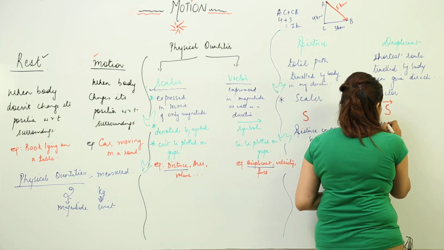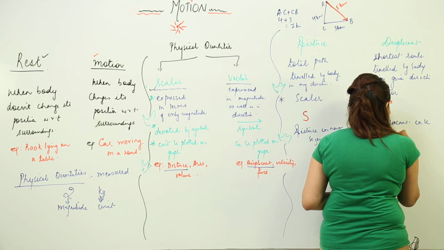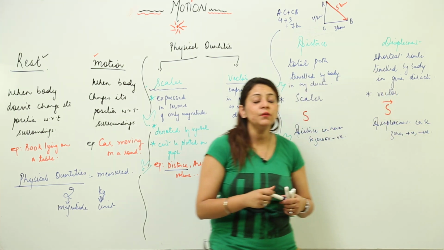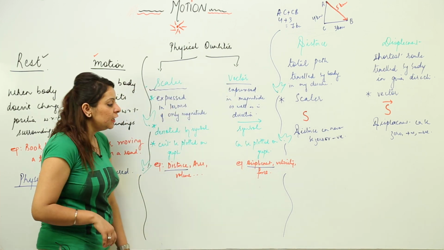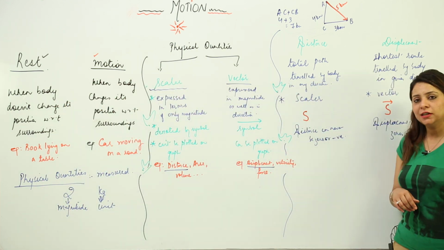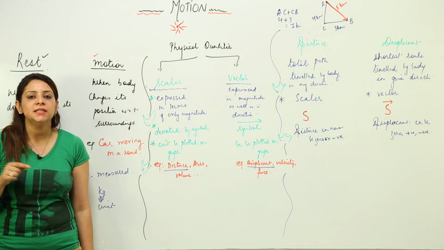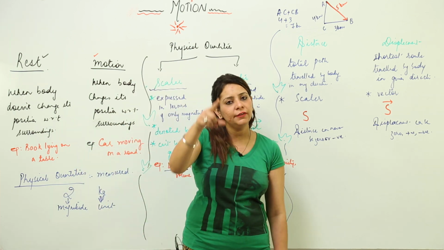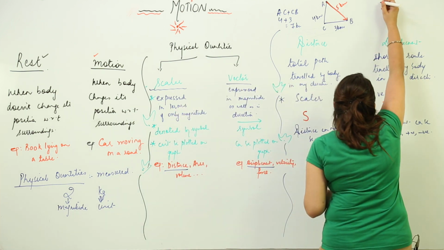But displacement can be 0, can be positive, can be negative. Now when is it 0? Suppose I am standing here, and I move from here to this place, and then I turn around and move back to the same place, so in that case my displacement is 0. So whenever a body starts from a specific point and returns to that given point, its displacement is said to be 0. Or I can just explain it with a figure.